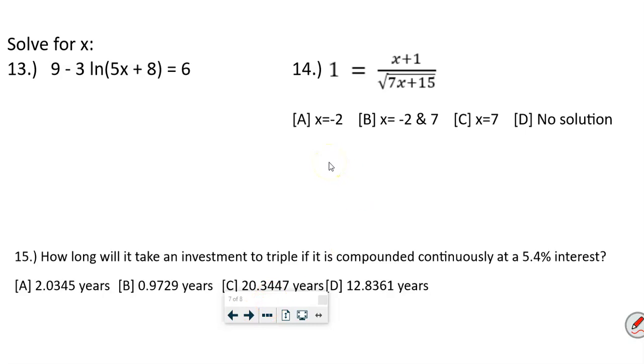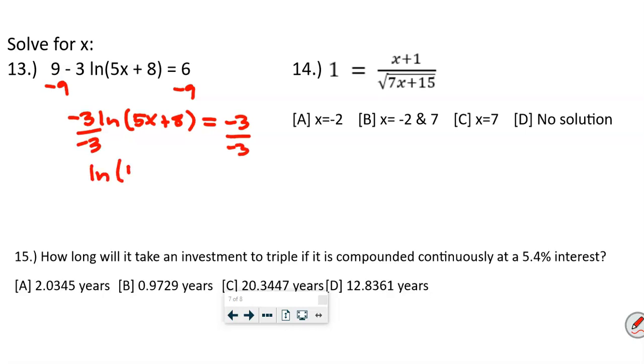All right, number 13 says solve for x. So first thing we're going to do is subtract 9 from both sides. That's going to give us negative 3 ln of 5x plus 8 equals negative 3. Then we're going to divide both sides by our negative 3. So we get ln of 5x plus 8 equals 1. Now, how do we get rid of an ln again, guys? Yep, we do e, okay? So we're going to take e to the ln and e to the first. So that cancels out. We're left with 5x plus 8.